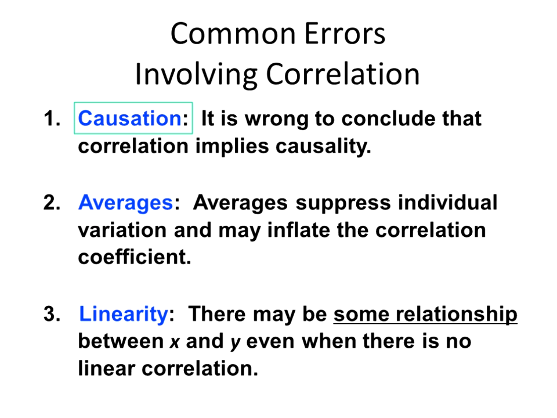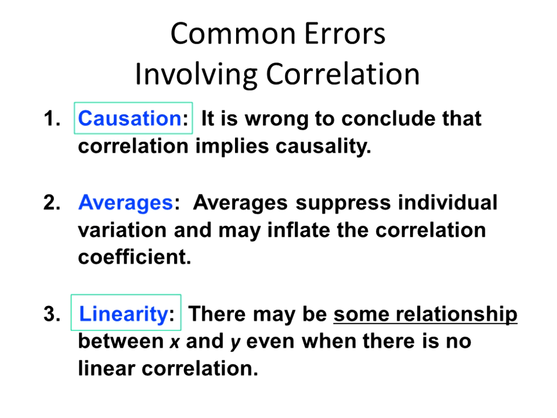Okay, and then of course averages, if you're looking at averages, that suppresses individual variations. So that's going to change your value of R, your correlation coefficient. You have to be careful about that. We're looking at the actual data values. We're not looking at averages.